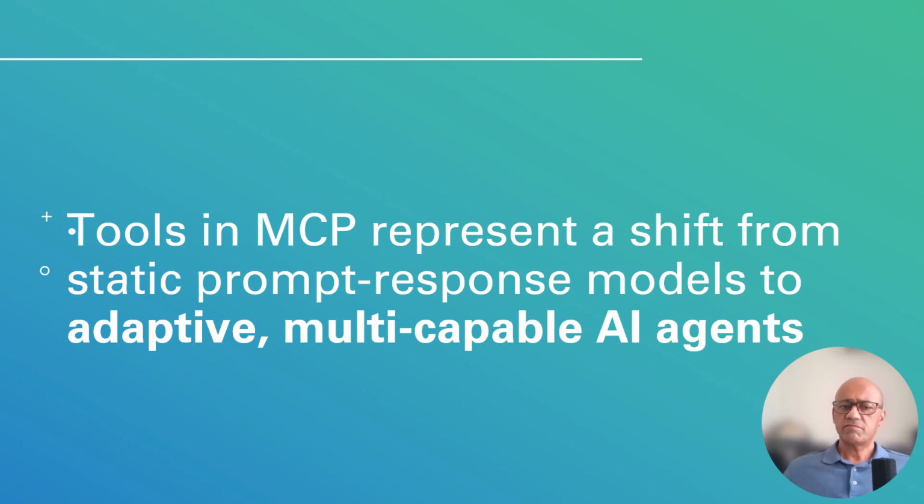All right, next is basically that tools represent a shift, right? Like I talked about earlier, they move from static prompt-responsive models to adaptive and multi-capable AI agents. So unlike an API, where we have to define several endpoints, the tools in MCP are simply shifting the paradigm. They're going from static prompt responses to adaptive and even multi-capable AI agent responses.